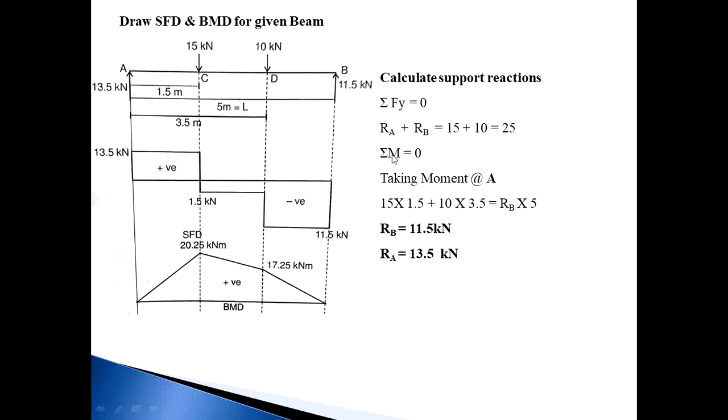Then next, take summation M equal to 0, taking moment about A.